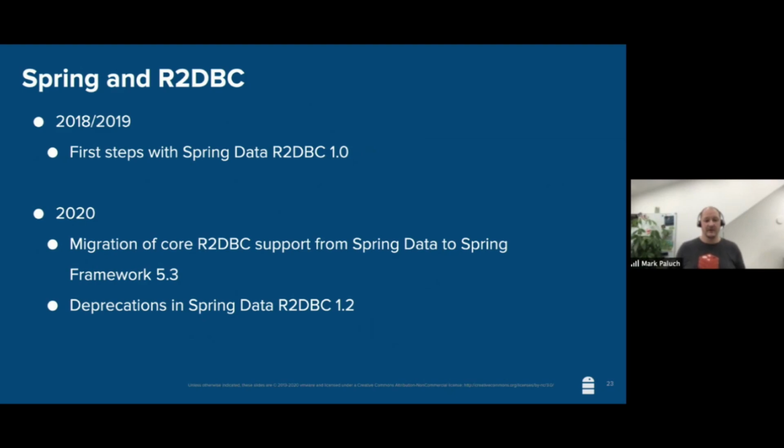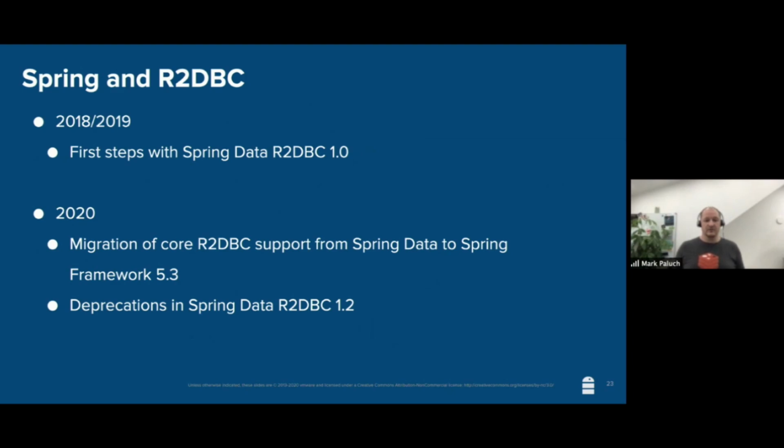A couple of years later, now 2020, we have made a lot of learnings. And one of these learnings is that R2DBC is a thing. R2DBC makes sense to be used. And so we migrated a lot of the core R2DBC support out of Spring Data into Spring Framework 5.3, which is scheduled for later this year.